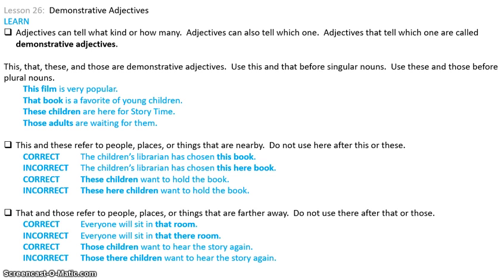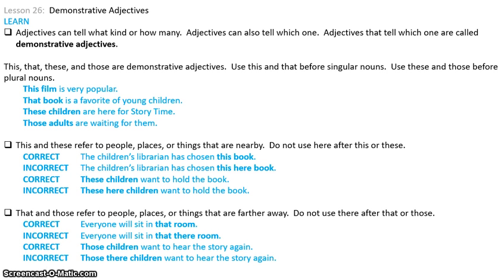Let's look at the examples that they gave you. It says, do not use here after this or these. Sometimes it sounds crazy and you go, who would do that? But some people still do it. All right, so they say, correct. The children's librarian has chosen this book. Okay, so if you're thinking about a book that I'm holding in my hand, and I'm pointing to it, and I said the children's librarian has chosen this book. All right, specifically talking about them.